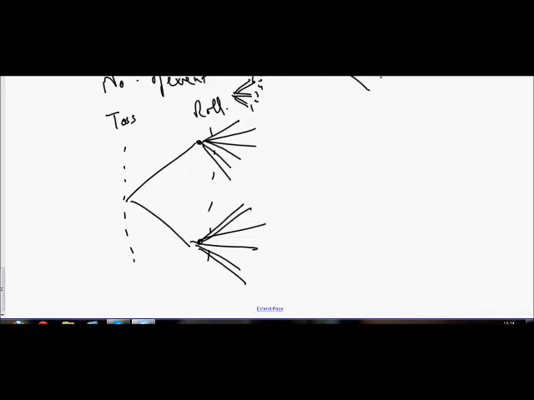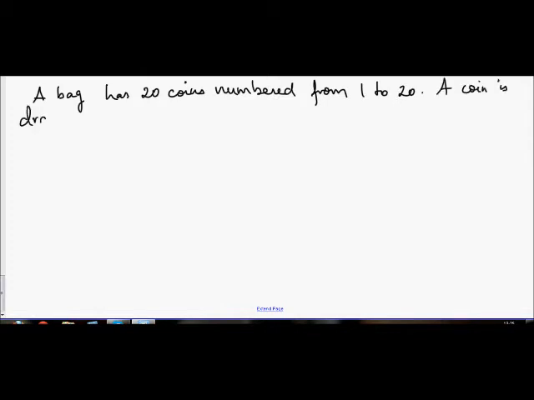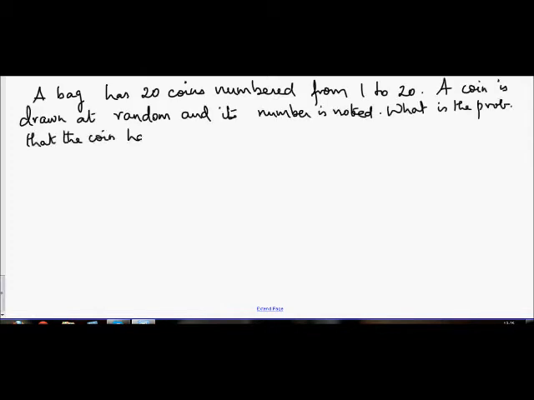So these are the three methods of drawing diagrams for any probability question. Let's do some examples. Okay, this is a question. A bag contains 20 coins numbered 1 to 20. A coin is drawn at random and its number is noted. What is the probability that the coin has a number that is divisible by 3 or by 5?